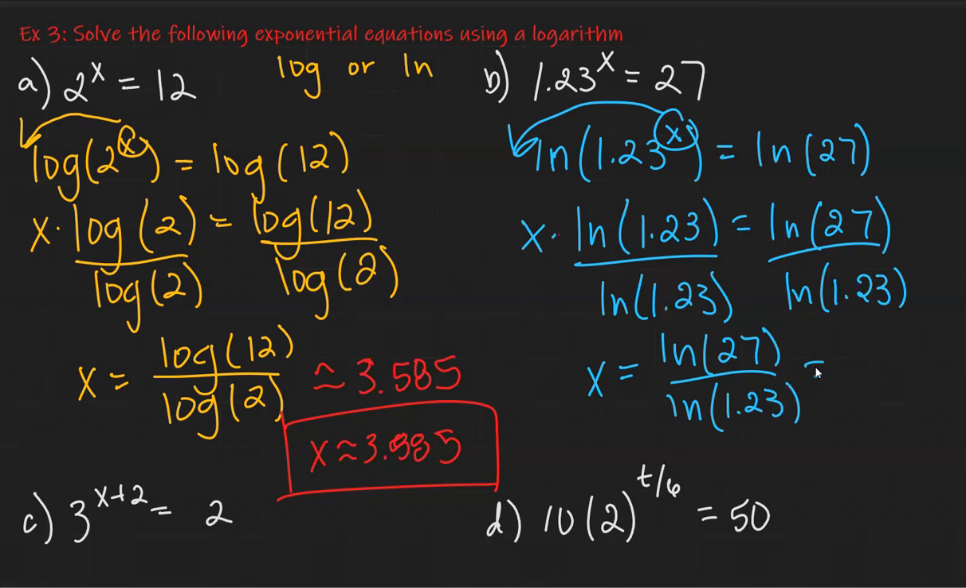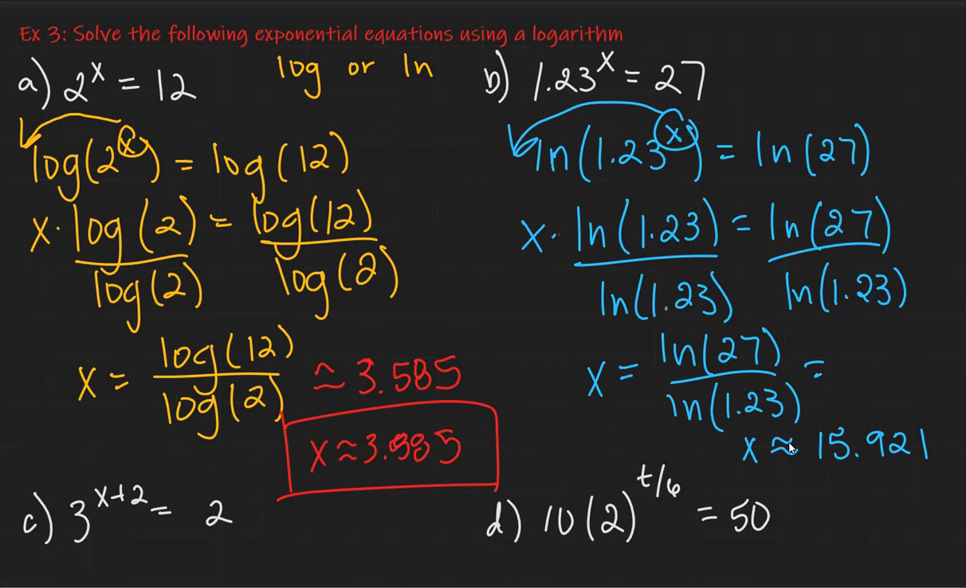Let's punch this into our calculator. Natural log of 27 divided by natural log of 1.23. That's going to be approximately, so x is approximately 15.921. Okay, so 1.23 to the power of 15.921 gives us 27.